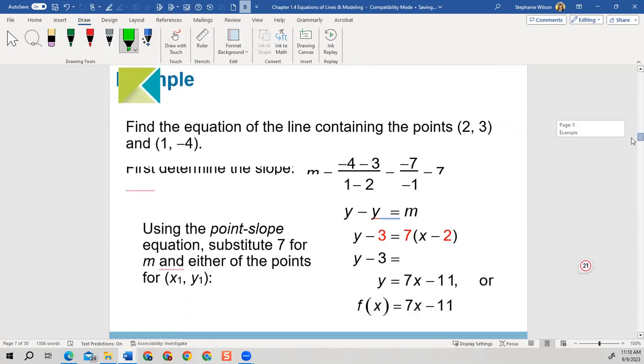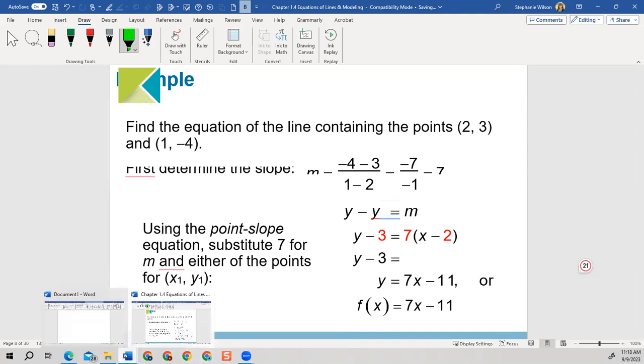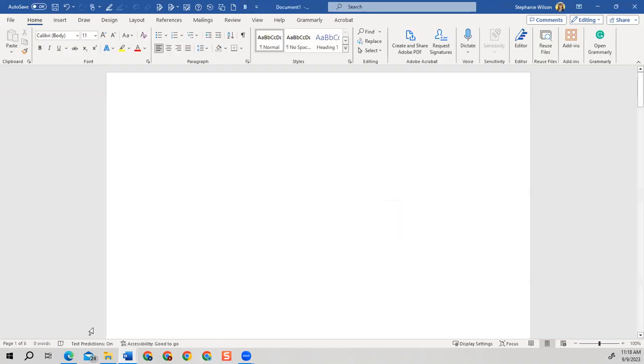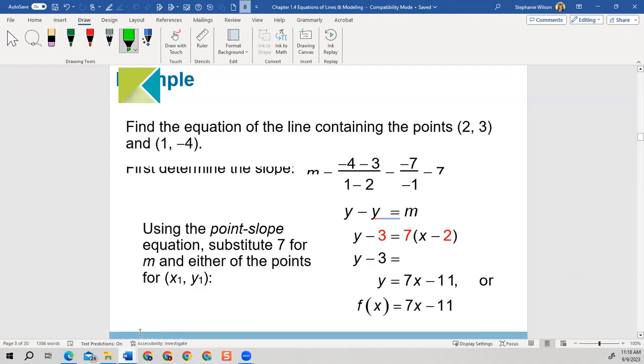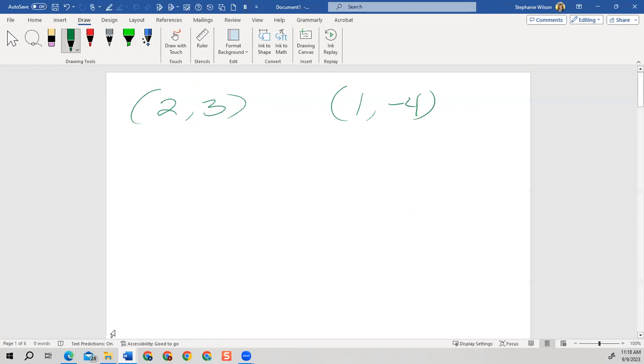Okay, moving on to the next slide. They said, find the equation of a line containing these two ordered pairs. I'm going to write it on a blank piece of paper so I have more room. So we have ordered pair 2, 3, and ordered pair 1, negative 4. I want to double check, just make sure. Yeah. All right. So let's solve for it.